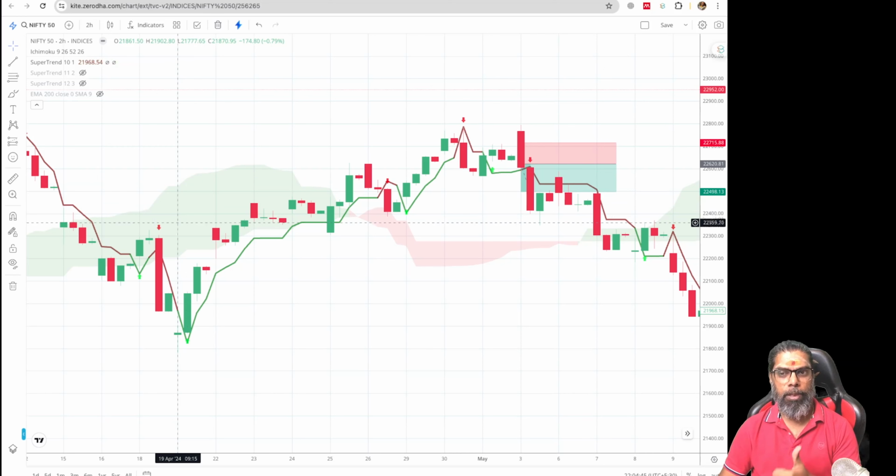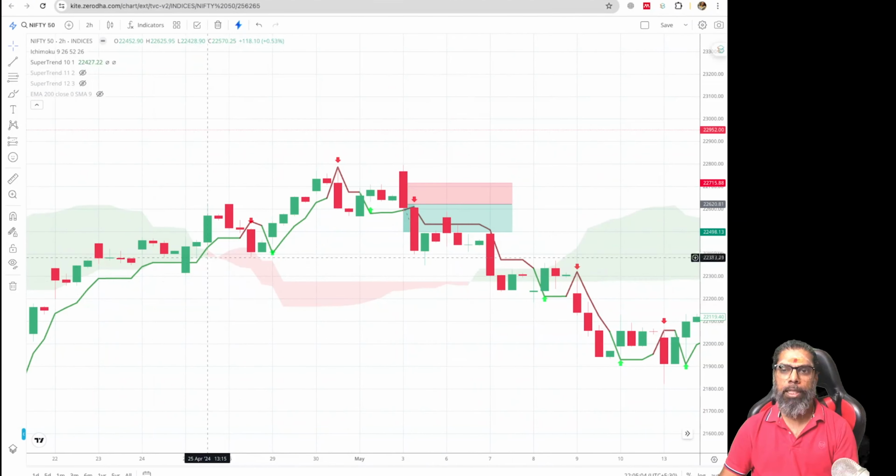Okay, you should not enter here, because it depends upon the position. If you are in a short position, then the cloud has to be above, so then you can short it. But here the cloud is above, while your SuperTrend is showing green, so you should not enter at this position. Basically, you have to enter when the cloud is below and the cloud has to be green.